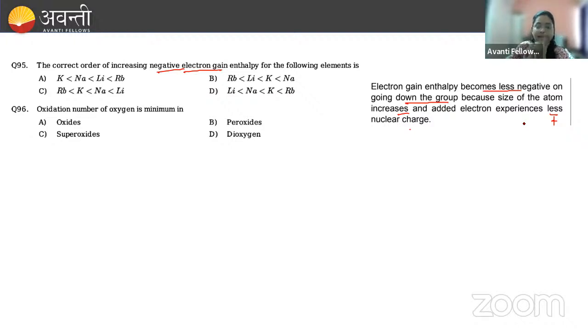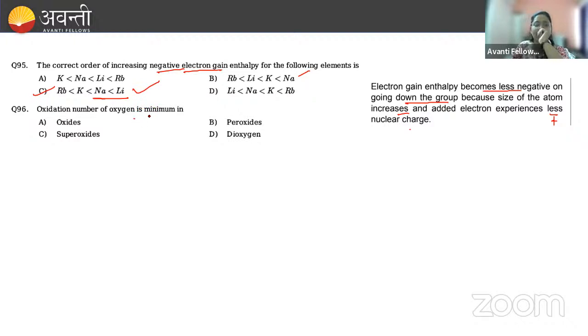So what will be your correct answer? A, B, C, D. Yes, we need to find. This is for alkali metals: lithium, sodium, potassium, rubidium. As we go down, it will have less electron gain enthalpy. So we need to find the option in which lithium is first. So C is our correct answer: rubidium, then potassium, then sodium, then lithium.